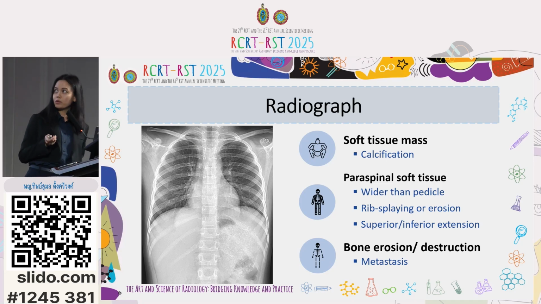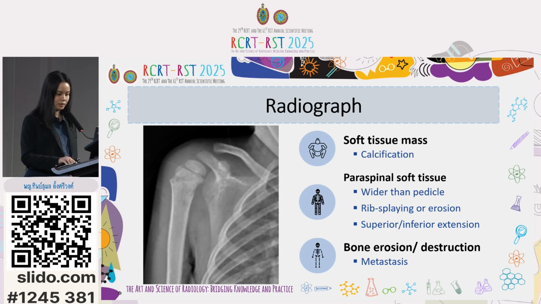This chest radiograph reveals a large calcified soft tissue mass over the left upper abdomen and also soft tissue bulge on the right side of the thoracoabdominal region. These tumors are typical features of multifocal neuroblastoma. Another patient, this is a shoulder radiograph showing a moth-eaten osteolytic lesion with focal cortical destruction in the proximal humerus, consistent with bone metastasis.